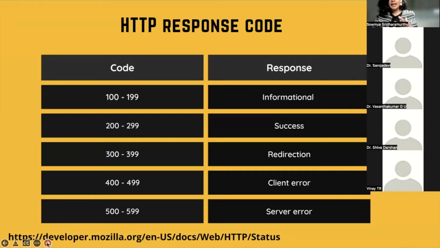If you want to explain that the API was a success, that it was able to do what it was supposed to do, then you start the response code with 2. Anything from 200 to 299 means success. And anything which starts with 3 is nothing but a redirection.